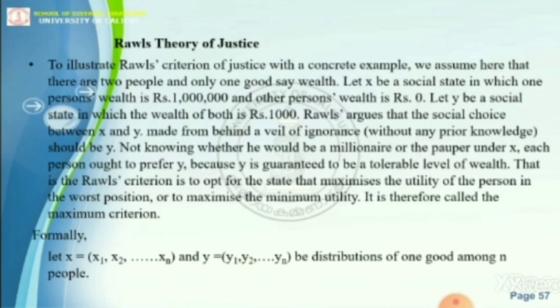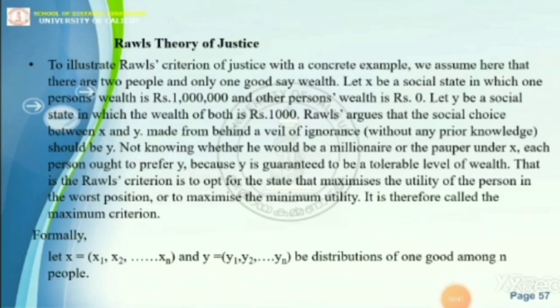To illustrate Rawls' criteria of justice with a concrete example, we assume here that there are two people and only one good, say, wealth. Let X be a social state in which one person's wealth is rupees 1 crore, and the other person's wealth is rupees 0.